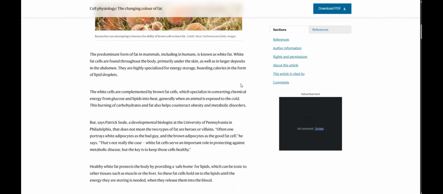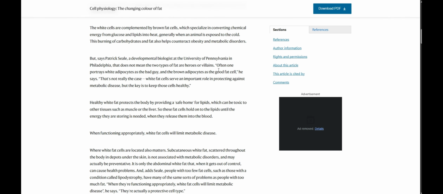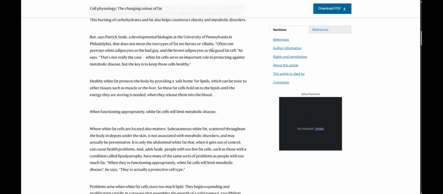Kind of reads like a pop press article. It's probably a step above that. But usually you don't have interview quotes, not in stuff I read. I guess maybe this is what the Nature Outlook journal is.